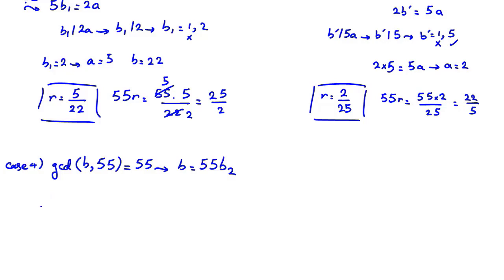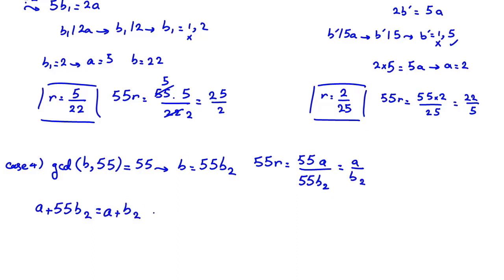So here we can say that for R, A plus B is 55B2. For 55 times R, it will be 55 times A over B. B is 55B2, so it is A over B2. Then A plus B2, and we can cancel A, so 54B2 equals 0, so B2 equals 0. B is 55B2, so B is 0, but that is a contradiction because B is the denominator of R, A over B.